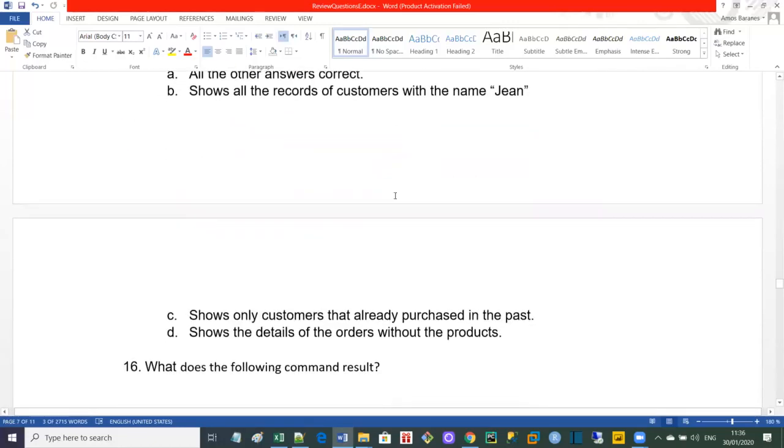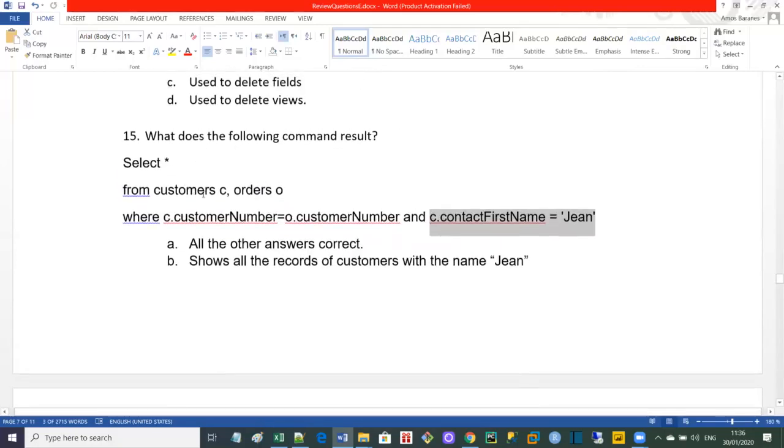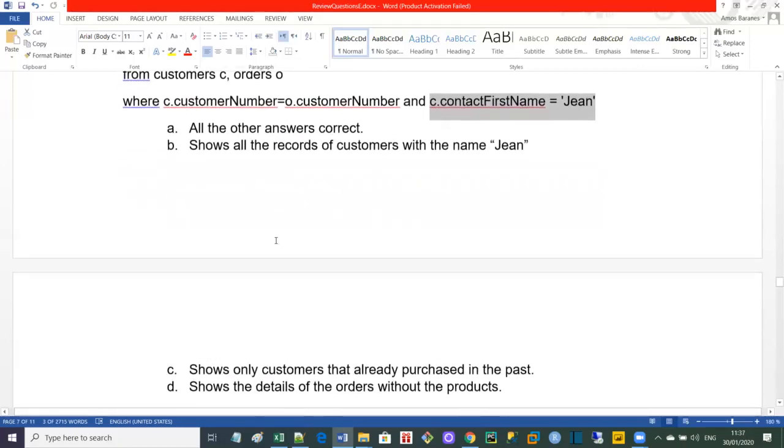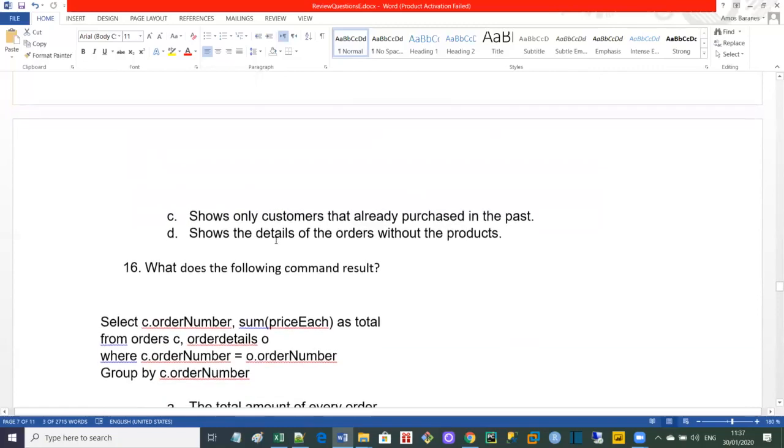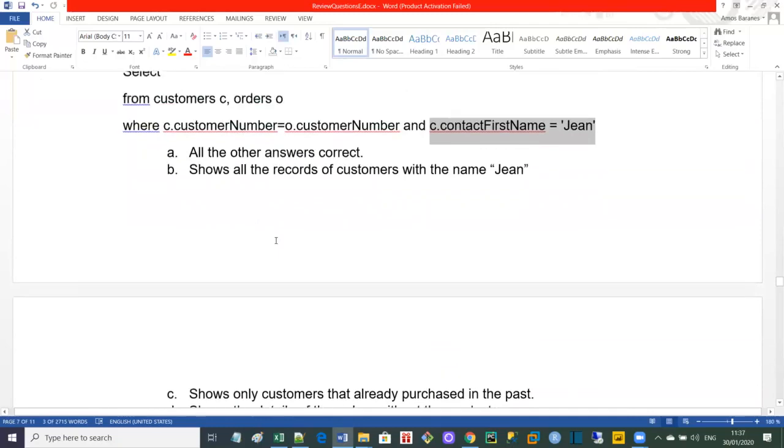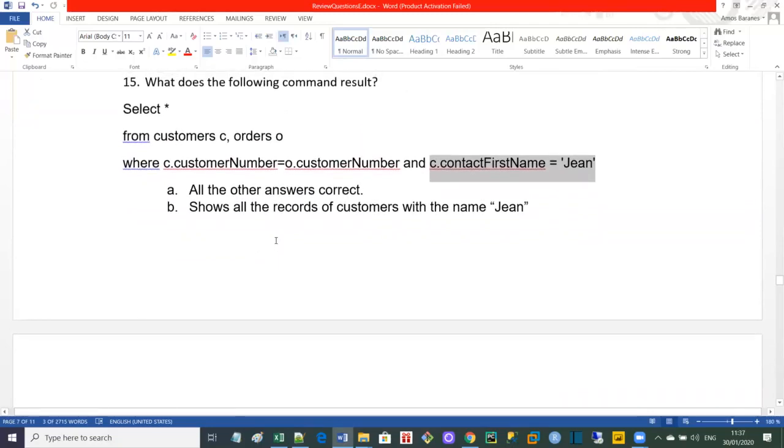Let's say D, shows the details of the orders without the product. Of course, because we don't have the product table connected. We have only the customers with the orders. We don't really have the details of the orders in this SQL. Therefore, I won't see any information about the product. That's a little tricky question, not really, but at least it's really expanding. If you know this SQL and you understand it, you're in good shape.